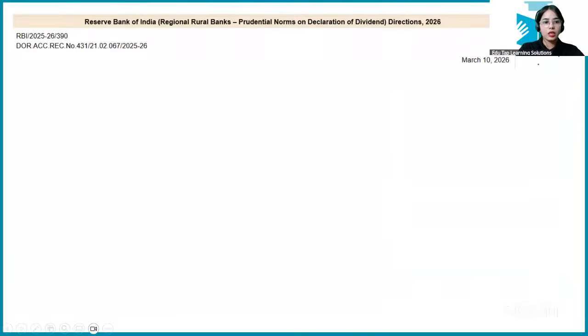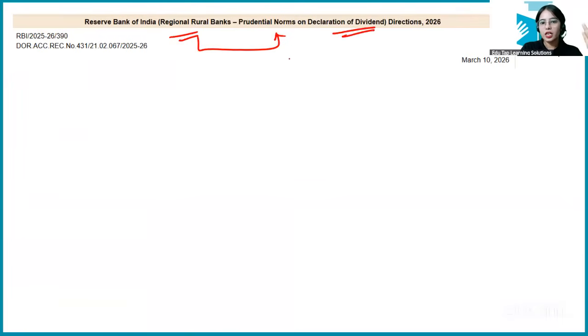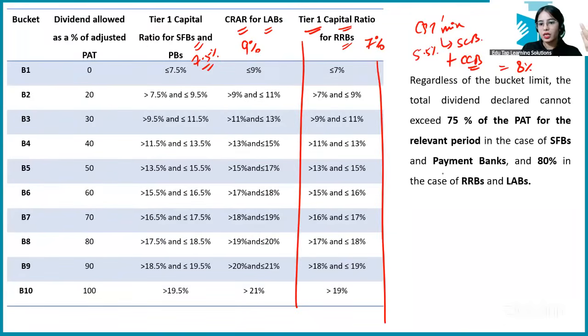Now, as I've told you, there were different notifications. For the RRBs, a different notification was released. For the small finance banks, a different notification was released. For the local area banks, a different notification was released, that we have compiled in one so that in the limited time, you can compare and you can remember. So for the RRBs, the prudential norms on declaration of dividend we have discussed, and the maximum that can be paid we have discussed.